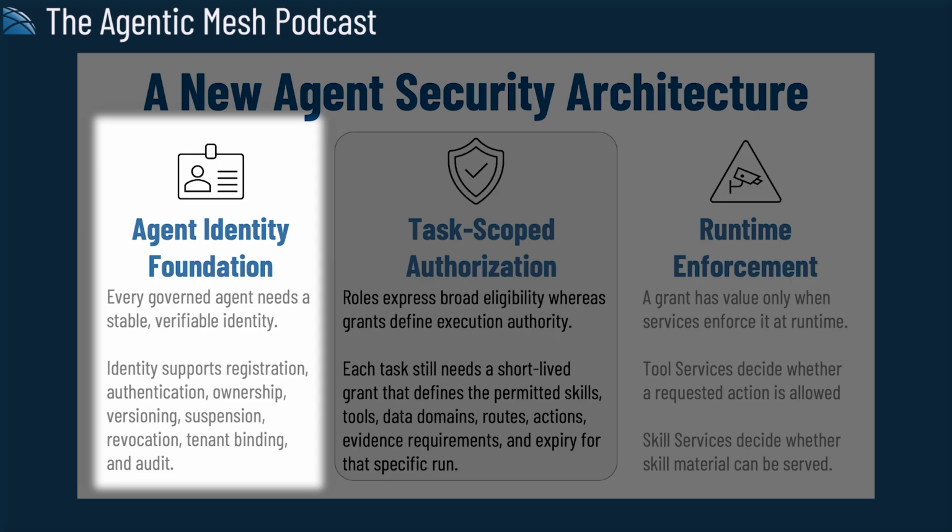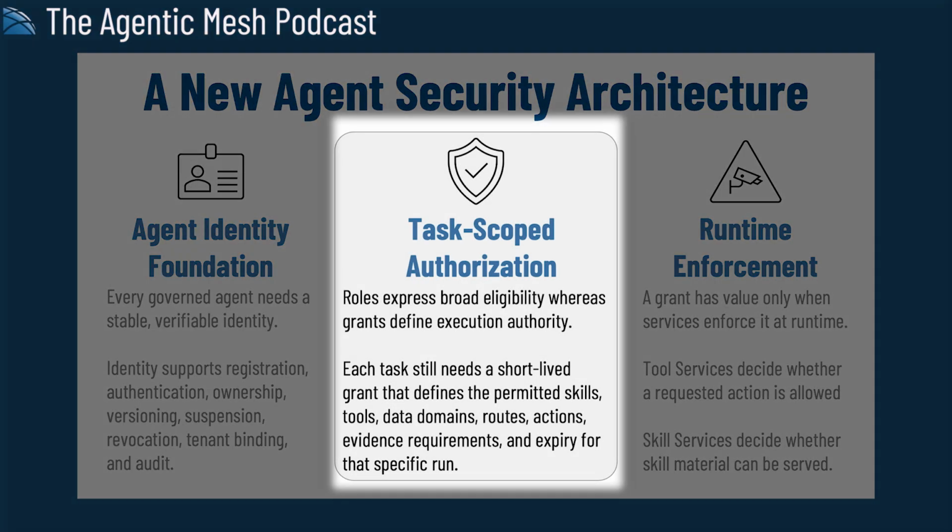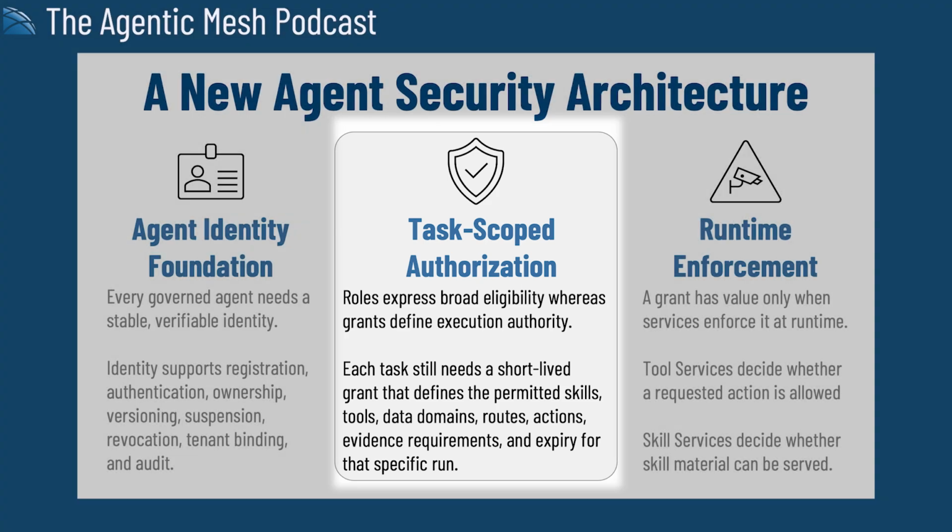The second part in the series is today's episode, where we're going to talk about the task-scoped authorization boundary that defines what an agent can do. The next episode is about the execution boundary. How do we actually enforce what that agent is allowed to do? How do we enforce what skills and tools it's actually able to consume or use? So let's get on with today's episode.